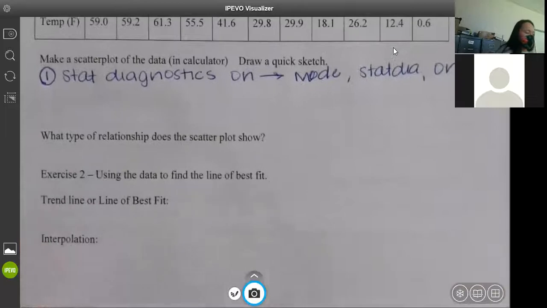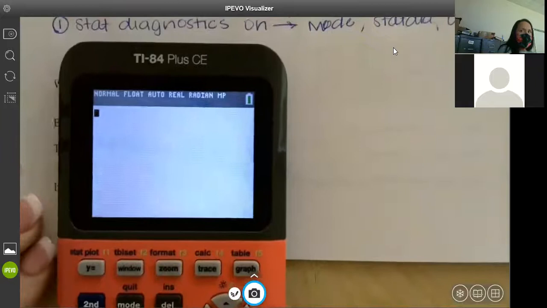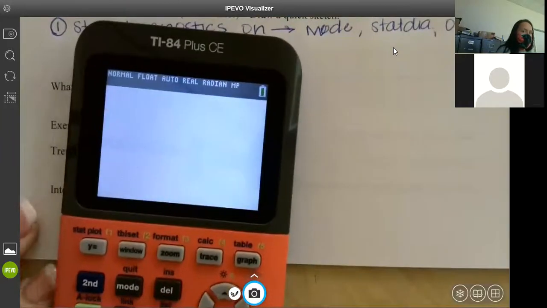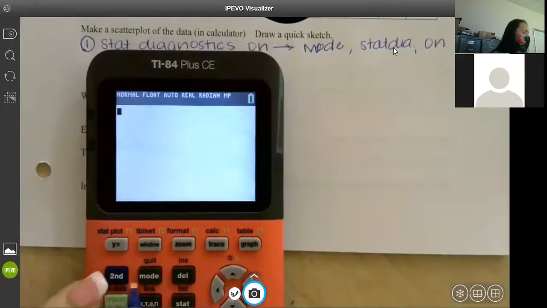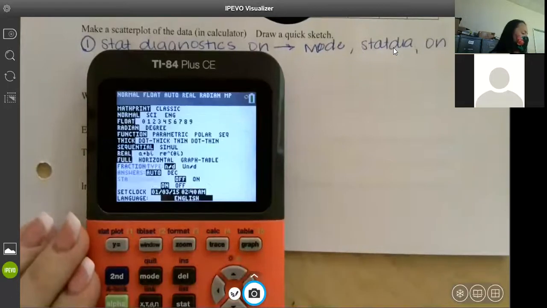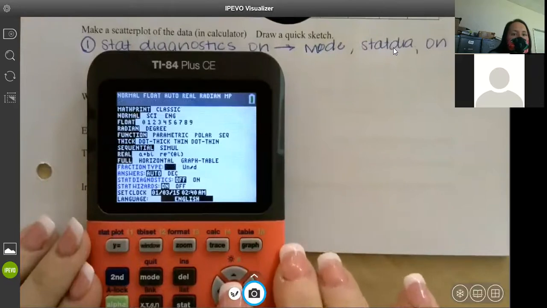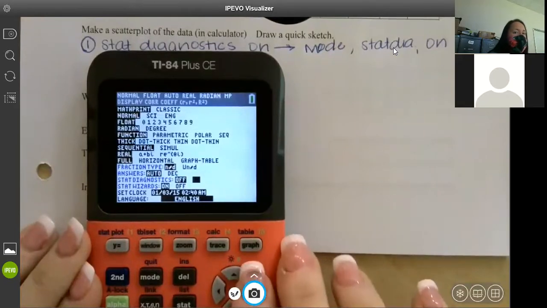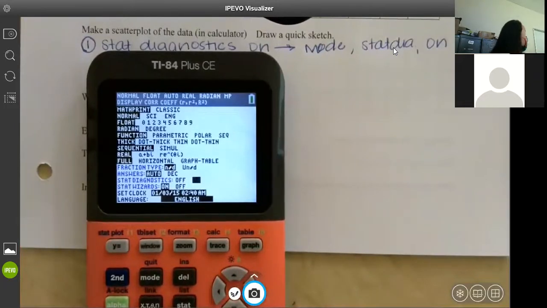All right, I'll come back to that chart in just a second. I want to show you, when you are looking at your calculator, you see the second key right beside it is mode. Okay, so mode is right there. You're going to go down to stat diagnostics, go on top of on and hit enter. So make sure those stat diagnostics are on. If they are not on, you will not see R. Got it? So that's the only way you're going to be able to see it.